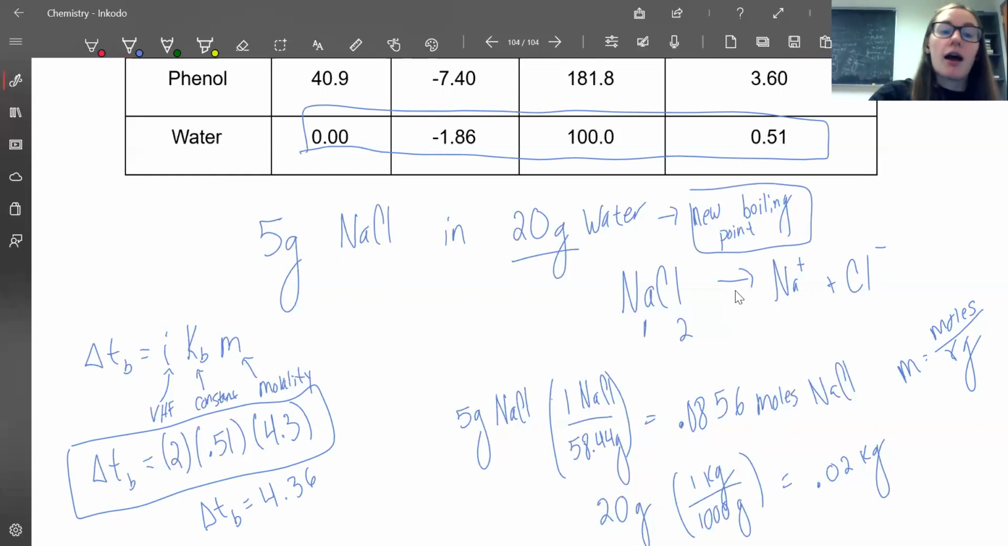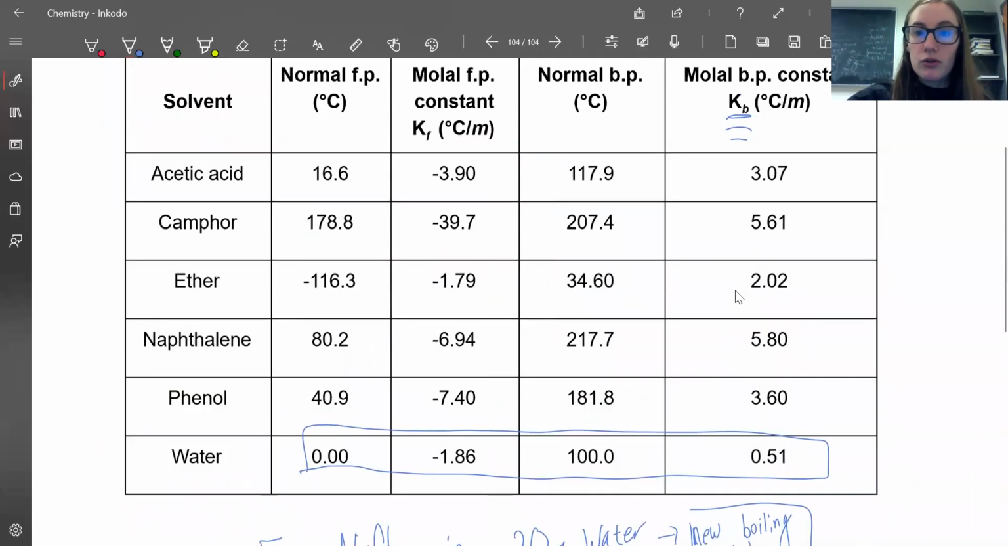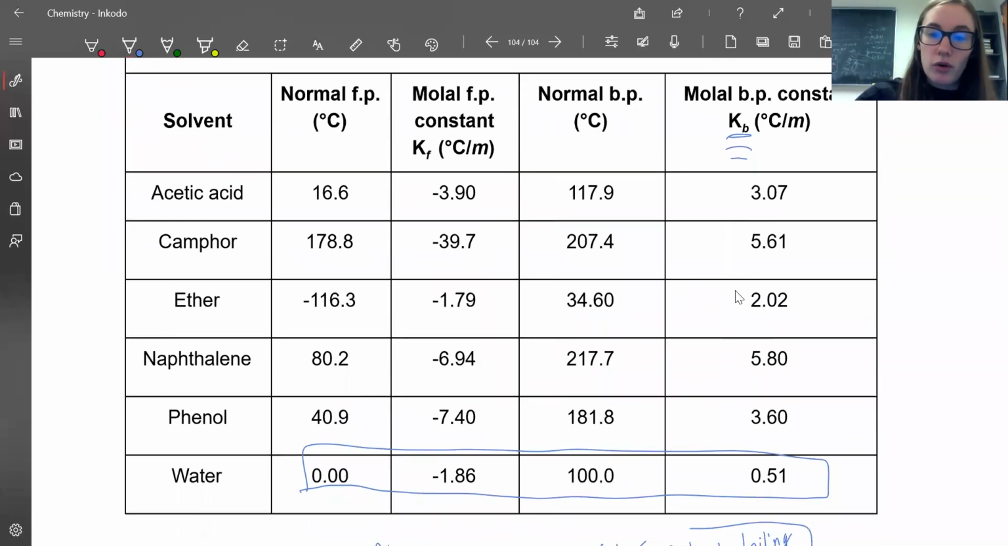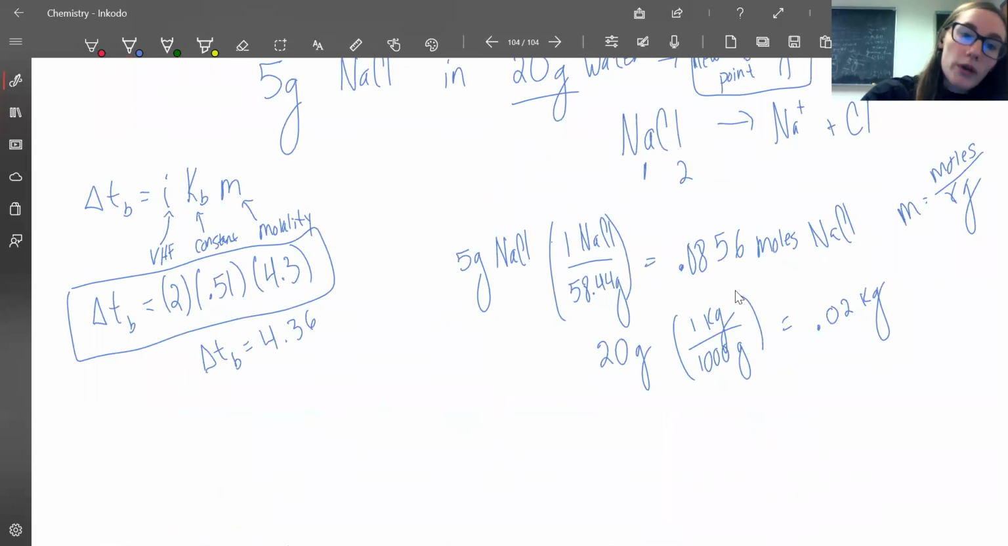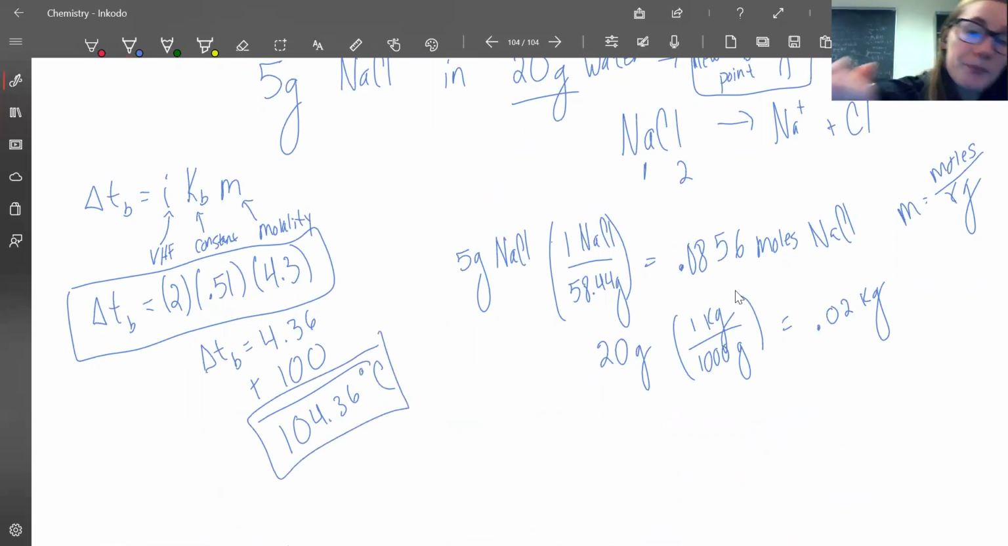No. I found the change in my boiling point. Fortunately, on your handy dandy table, you know that the normal boiling point of water is 100. So normally water boils at 100 degrees. We changed it by 4 degrees. So our new boiling point is 104.36 degrees Celsius. And that's the problem.